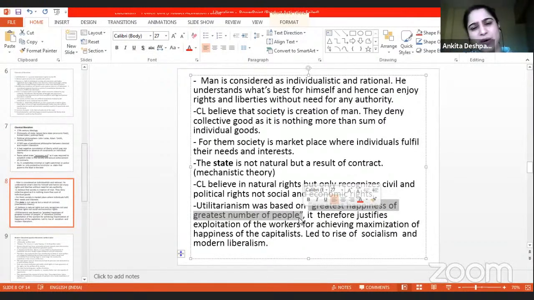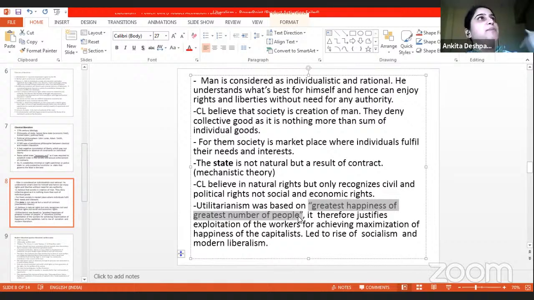Ankita is poor, so Ankita's interest can be sacrificed for the greater happiness of the greater number of people. That's why quantity of happiness matters, and that's why comes the concept of philosophic calculus. So the greatest happiness of the greater number of people is the concept of Jeremy Bentham's utilitarianism. When you applied it in society, what happened?